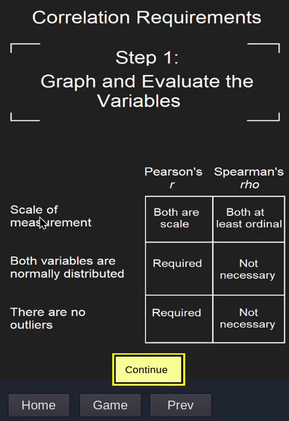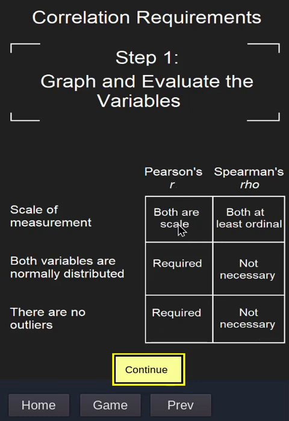If the scale of measurement is scale, that works for Pearson's R. Spearman's rho is even more flexible. They both have to at least be ordinal. If both variables are normally distributed, that's a requirement for Pearson's R. Spearman's rho, a little bit more flexible. There are no outliers for Pearson's R. It's required. For Spearman's rho, a little bit more flexibility.